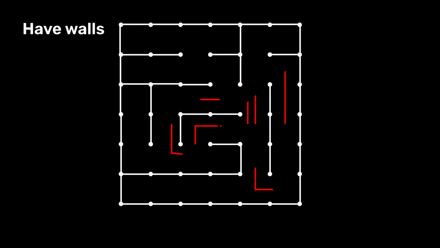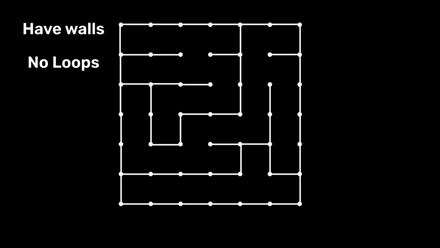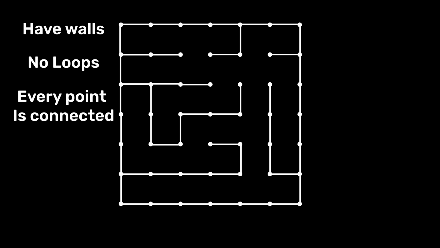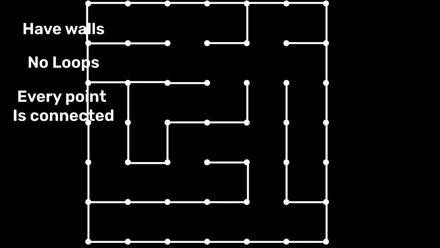So what even is a maze? Like this is not a maze. So to get it closer to being a maze, we can add walls. But this is still not perfect. We can remove the loops to make it even better. But this is still not fun because there are many places in the maze where you would get stuck. You can't reach the rest of the maze, so we need to make sure every point is reachable from every other point. Now this is a perfect maze.